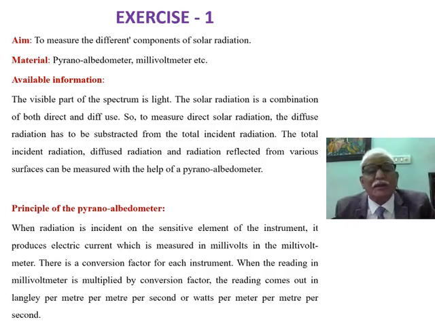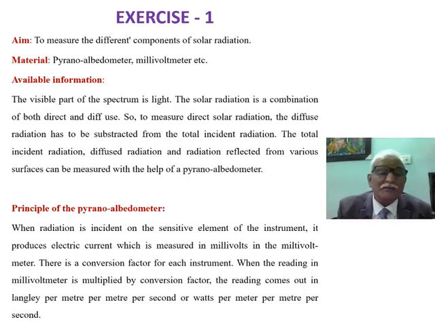Now, what is the exercise? What can you do as a UG student of first year? A very, very basic exercise to measure the different components of solar radiation. How? You take a pyranoalbedometer. Again, I am telling you, in the live demonstrations I am giving you pyranoalbedometers up to that point. Please understand there is a pyranoalbedometer.